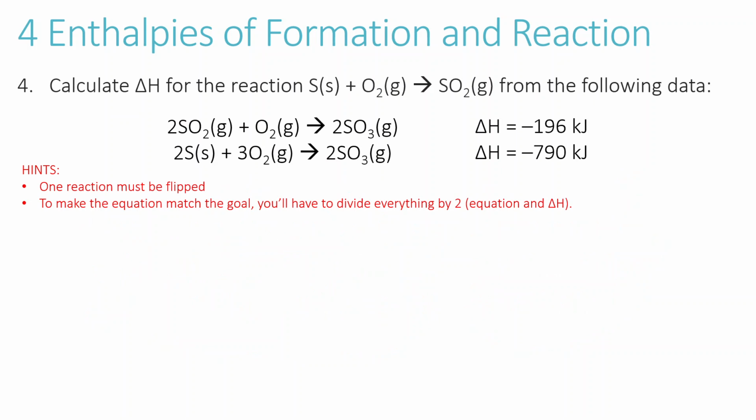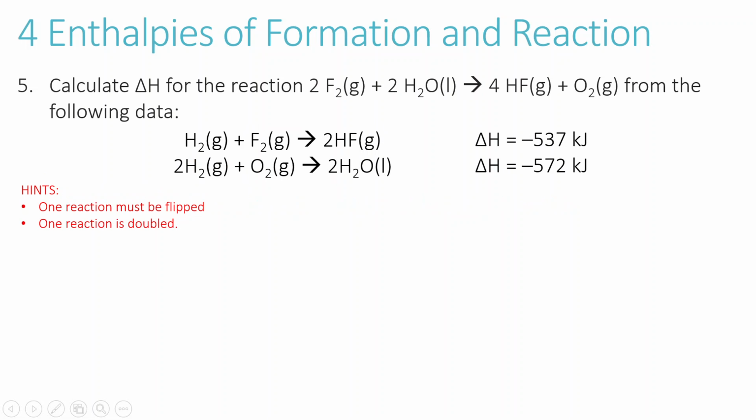So for question 4, some hints here. One of these reactions is going to be flipped. And to make the equation match the goal equation, you're going to have to divide everything by 2. That means both the equation and the delta H. For question 5, one of these reactions must be flipped and another one must be doubled. So go ahead and pause the video and take some time to work questions 4 and 5. The answers are on your page in your unit packet.